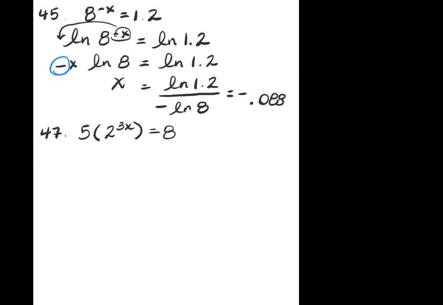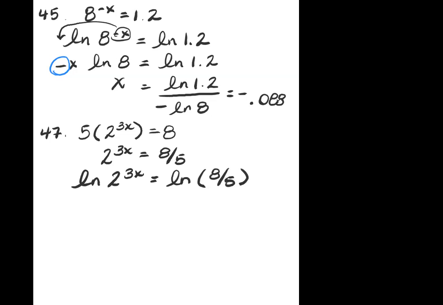Okay, so this one is, we don't have one term on the left side, we have this extra multiplier. So what we're going to do is divide both sides by 5. Okay, so anytime there's a multiplier out front, we want to get rid of it and then divide. Okay, so now we're going to take the natural log of both sides. And then I'm going to, again, take this down as a multiple.